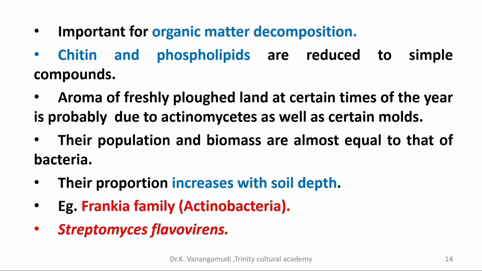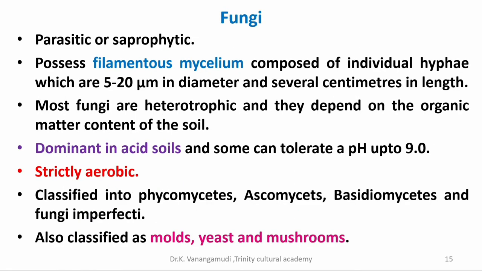The best examples are the Frankia family, which is nothing but actinobacteria. Streptomyces flavivirens is also a good example. The next important group is fungi. They are mostly parasitic and saprophytic.